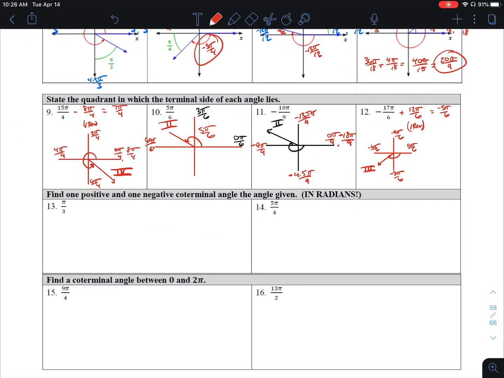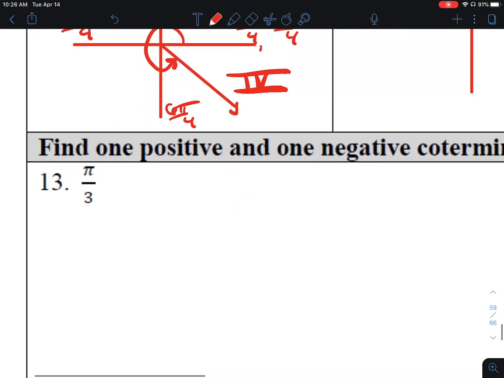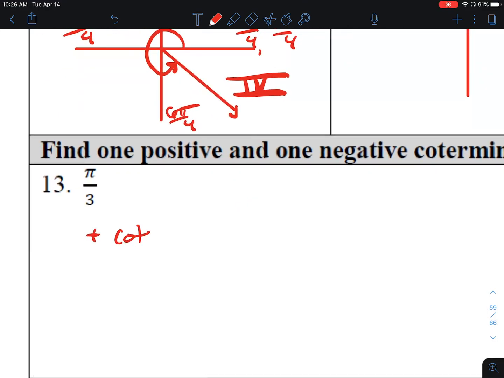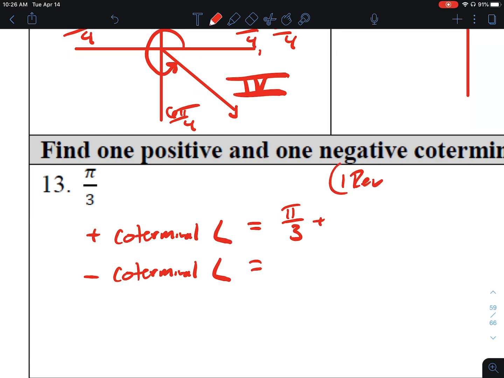13 and 14. Find one positive and one negative coterminal angle with the given angle, and clearly we're supposed to be in radians. So we've got to find a positive coterminal angle and a negative coterminal angle. Coterminal angles are complete revolutions apart. 1 revolution is the same as 2 pi.